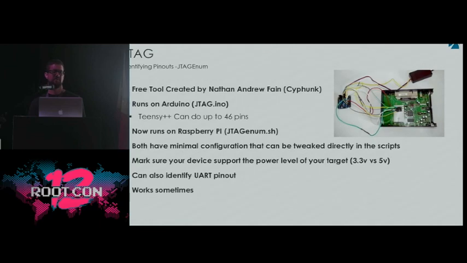So what you'll do is you'll use one of these tools. One of them is JTAGenum. It's free. It runs on Arduino, and depending on which board you're using, you can do up to 46 pins. So that's one of the really nice things. If you're using a Teensy++, you can do 46 different pins. You can connect all over the board, let it go nuts, and tell you what it thinks is each pin.